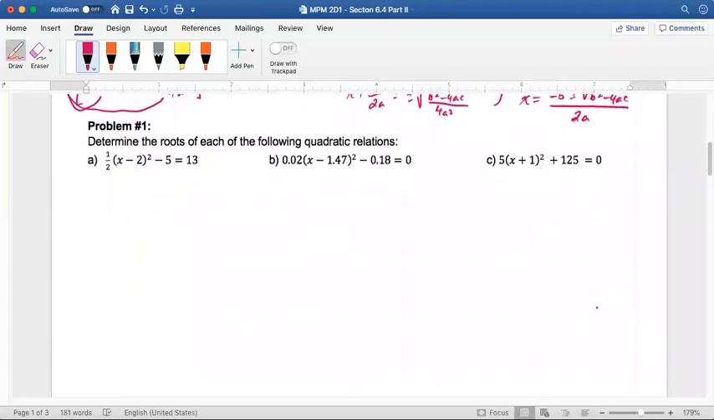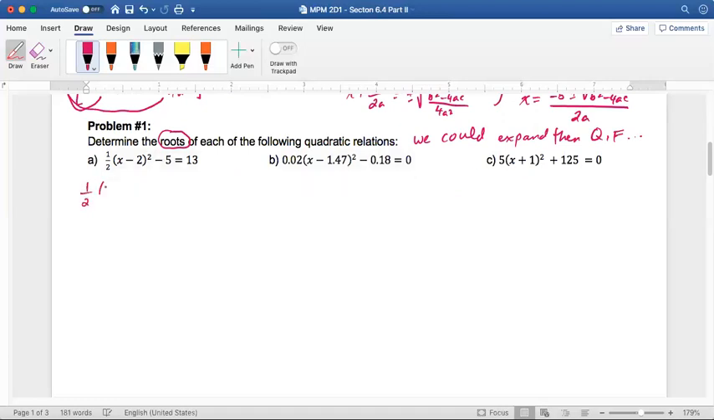In this next problem, we're going to solve these quadratics by finding the roots. Now, roots are simply the solution to this equation. And I'm going to do these without expanding. You'll notice that the left side appears to be a quadratic in vertex form. For each of these, we could expand and then use the quadratic formula. However, I'm going to leverage the fact that it's in a form I like.